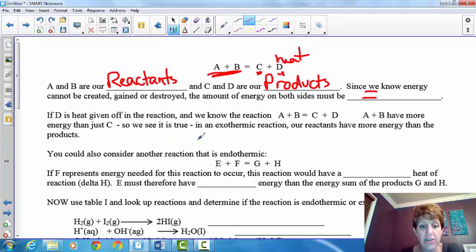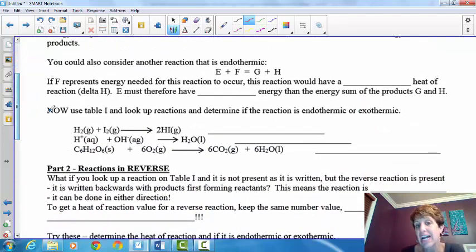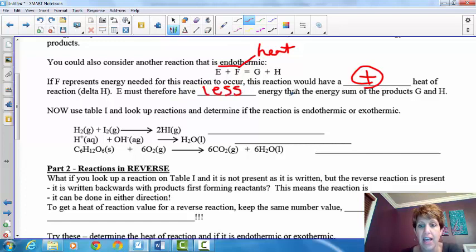All right. If you consider another reaction, if it's endothermic, where do you think I'm going to put the heat? It's got to go on the reactant side. Endo means in, so it's got to be going in. It's got to either be E or F. So if F represents the energy needed for this reaction to occur, so F is going to be the heat going in, this reaction would have a positive delta H, and E must therefore have less energy than the sum of the products G and H. So E would have to get added to F in order to equal G and H. So that's why I know E alone would be less energy.